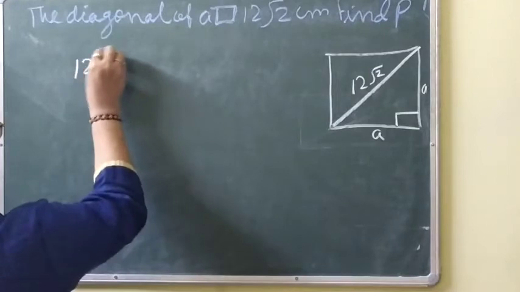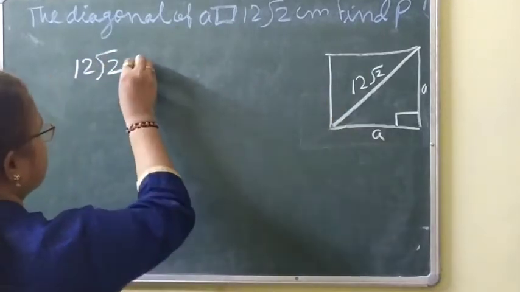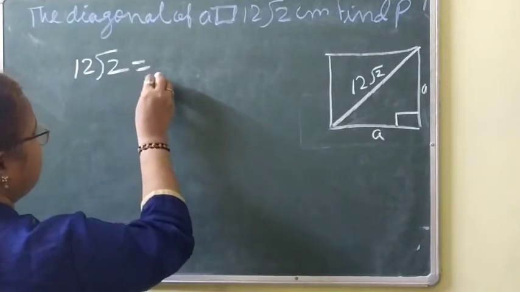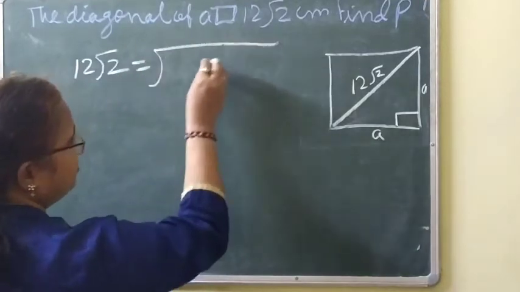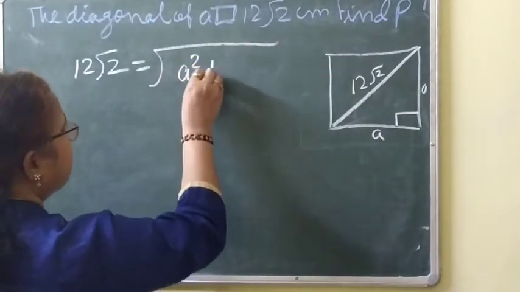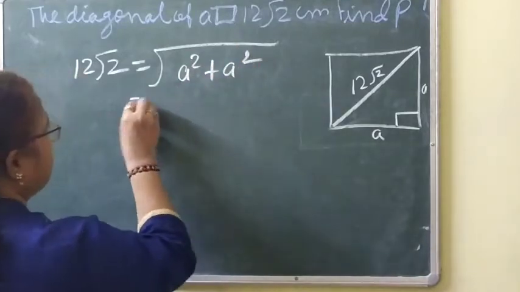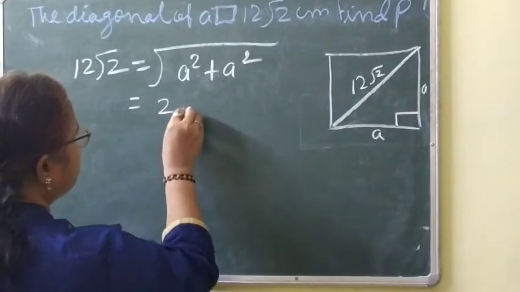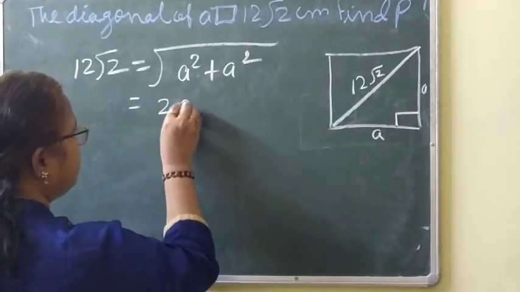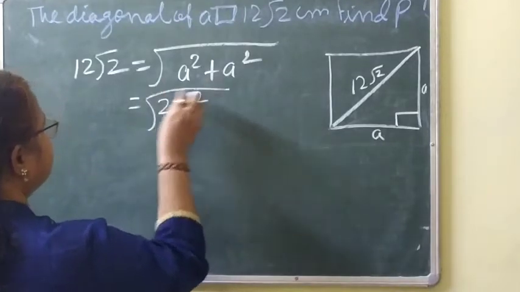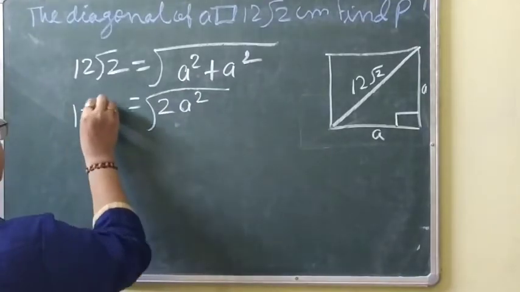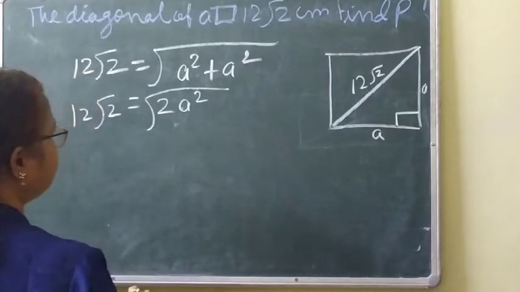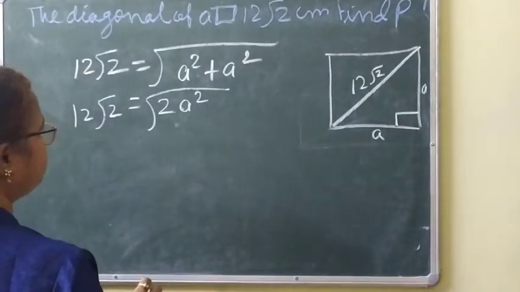So this one is what? H. Clear? So H is given 12 square root of 2. So this is equal to square root of what? A square plus A square. And A square plus A square means what? This we can write here 2A square. Okay, and here is what? 12 square root 2 square. Okay, clear?